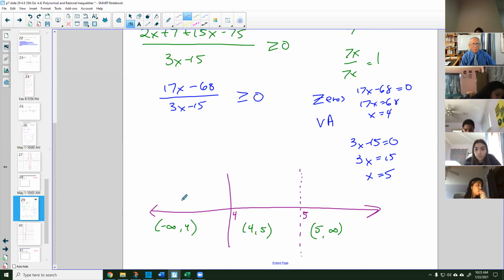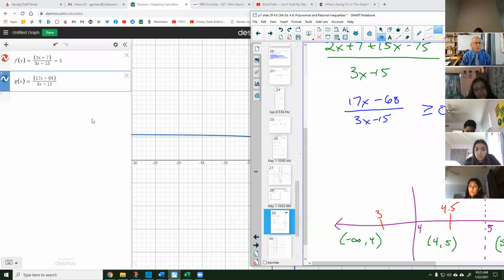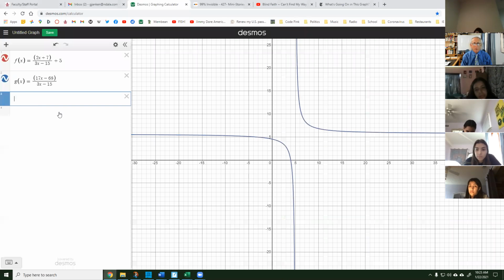Yeah. Okay, so what should I test in this interval over here? 3. 3 works great. And what about the next interval? What should I test in there? 4.5. I think 4.5 works great. And what should I test in the last interval? 6. Looks good to me. Okay, so I'm going to take the easy way out, and I'm going to test them in Desmos.